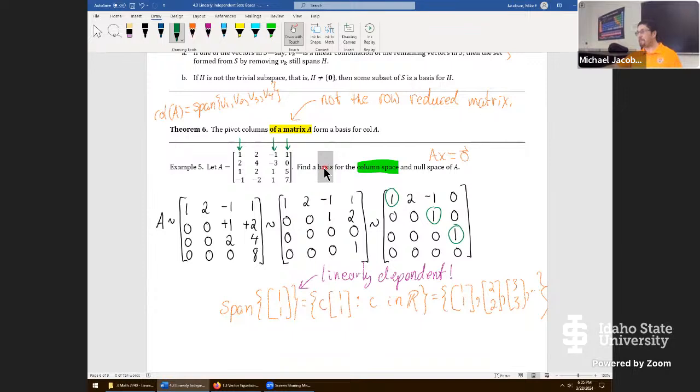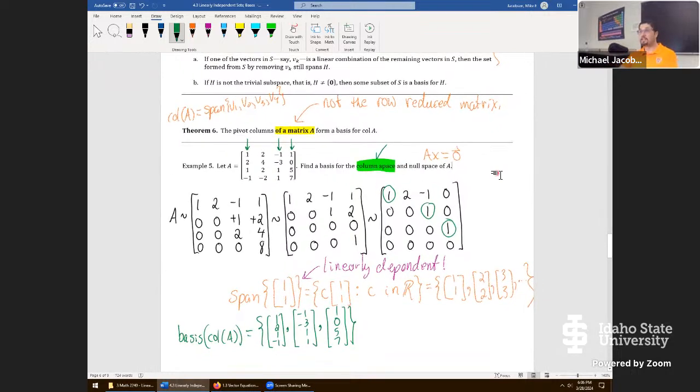Okay, so because we're writing a basis, we avoid linear dependence, and we just say basis of the column space of the matrix A is, we just throw in those 3 vectors, (1, 2, 1, -1), (-1, -3, 1, 1), and (1, 0, 5, 7). So we're halfway done. We've got the basis of the column space. Any questions at all so far?